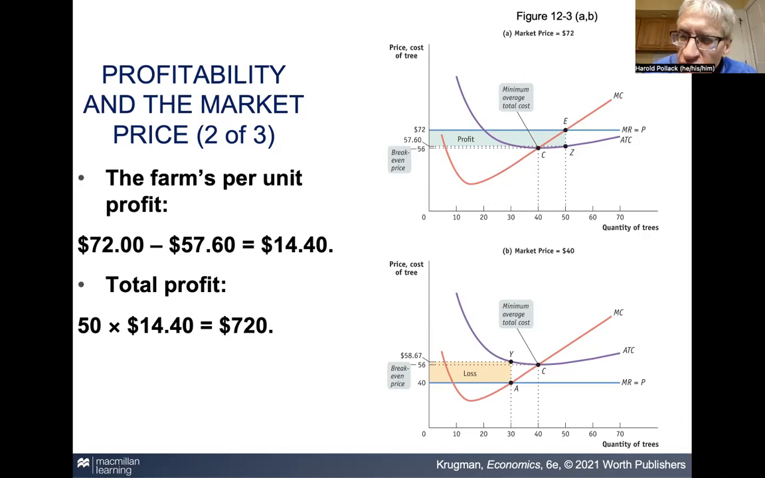Here I'm selling 50 units and I've got a markup of $14.40. So I've got a total profit of $720. So at that point Z, the average total cost is $57.60, something like that. And I'm able to sell for $72. So that difference, which is $14.40, is what allows me to make a profit. Down here, I'm kind of screwed because I'm losing money because I'm below my average total cost curve.